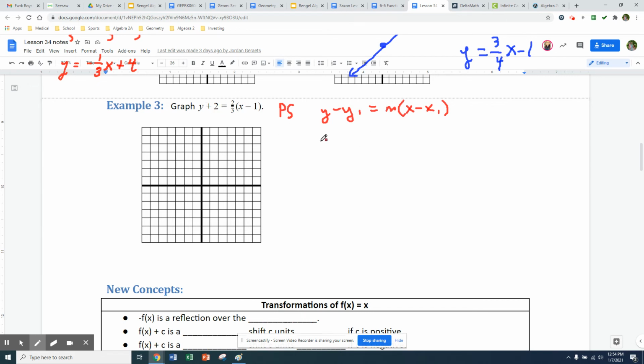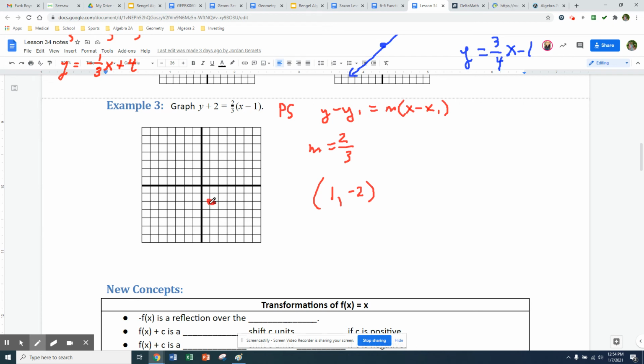As I'm looking at this problem, I've got a slope of 2/3. And then x minus 1 means I have an x coordinate of 1. And then y plus 2 is really meaning y minus a negative 2. So you kind of think about it opposite. That's going to be a y coordinate of negative 2. So I'll head to my graph. I'll go 1, negative 2.